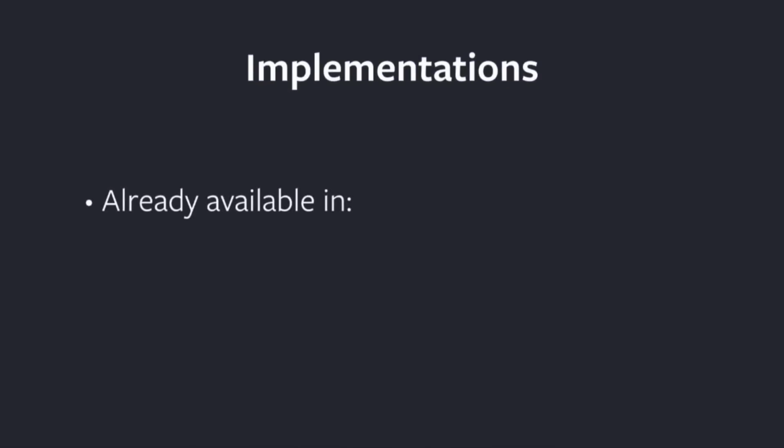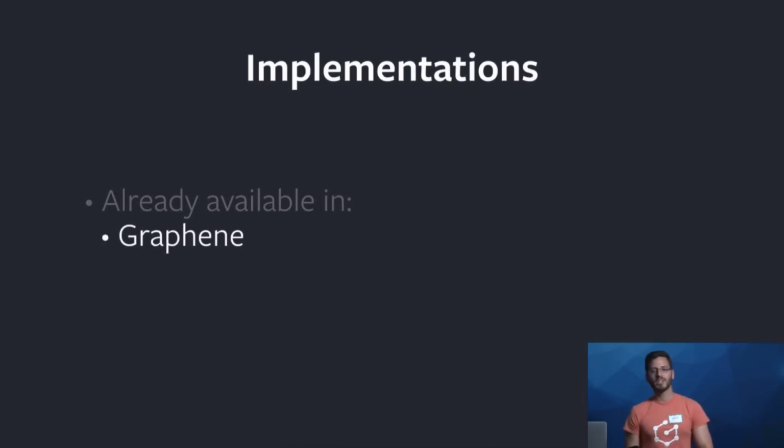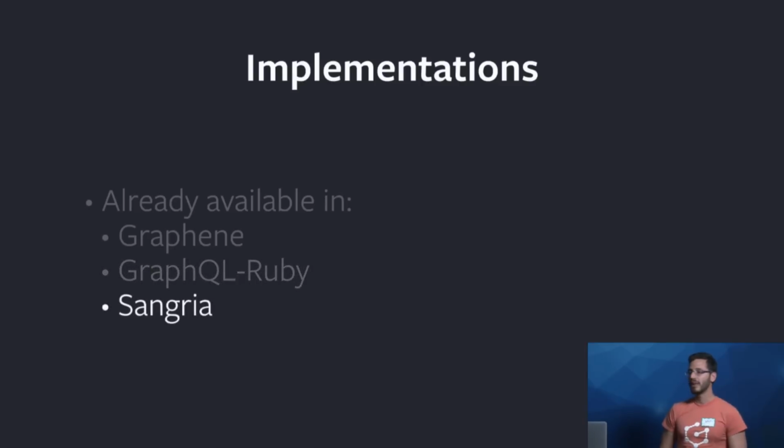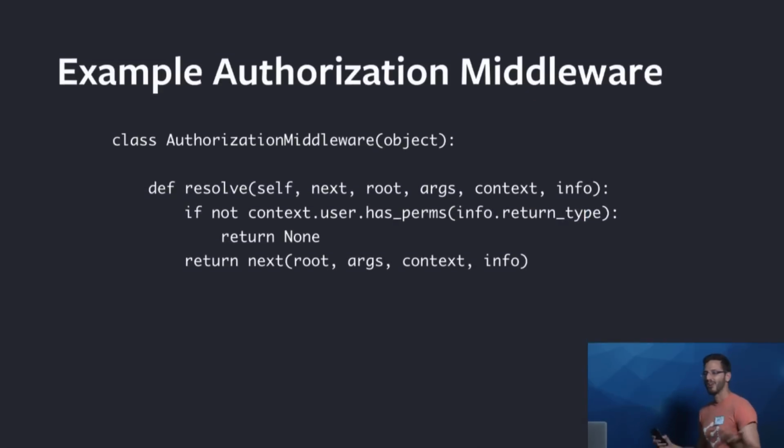So this is actually already implemented in Graphene, but it's not just in Graphene. You can have middleware in GraphQL Ruby, and you can have middleware in Sangria. So you can see how 3 very different frameworks that are not implemented in the same way almost got to the same approach. So let's see an example of how middleware looks in Graphene.